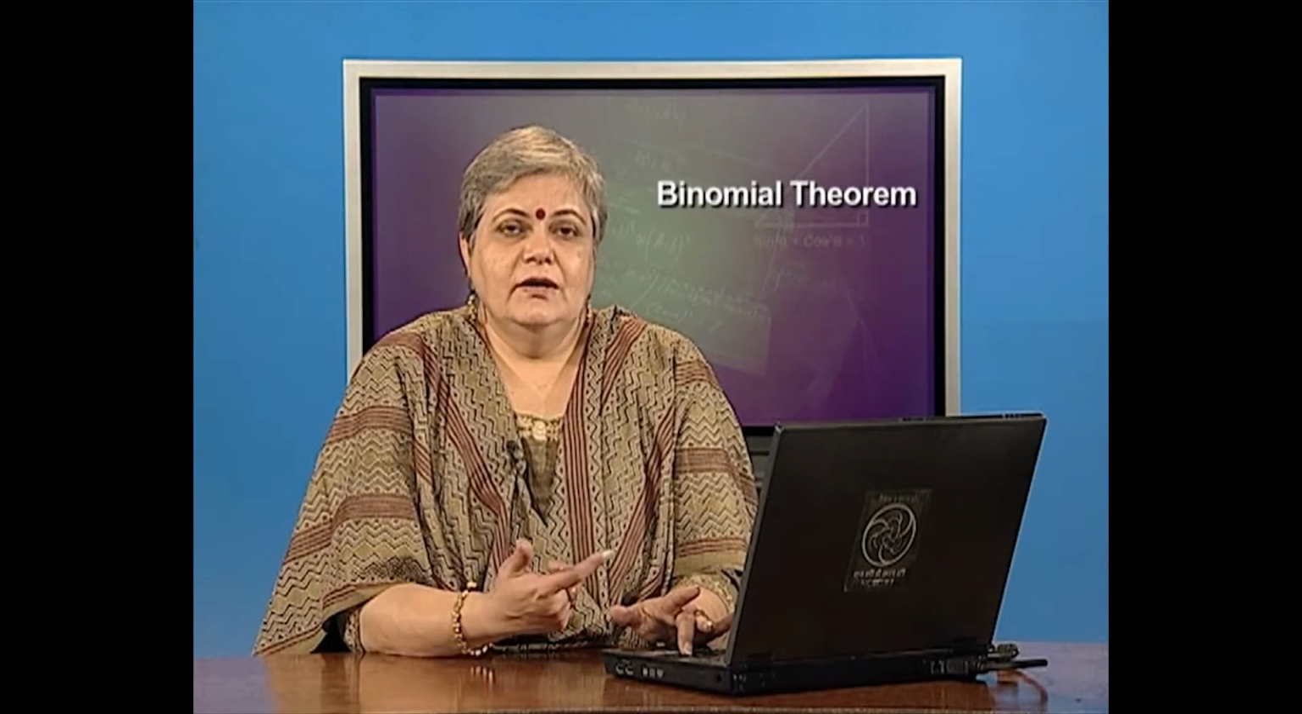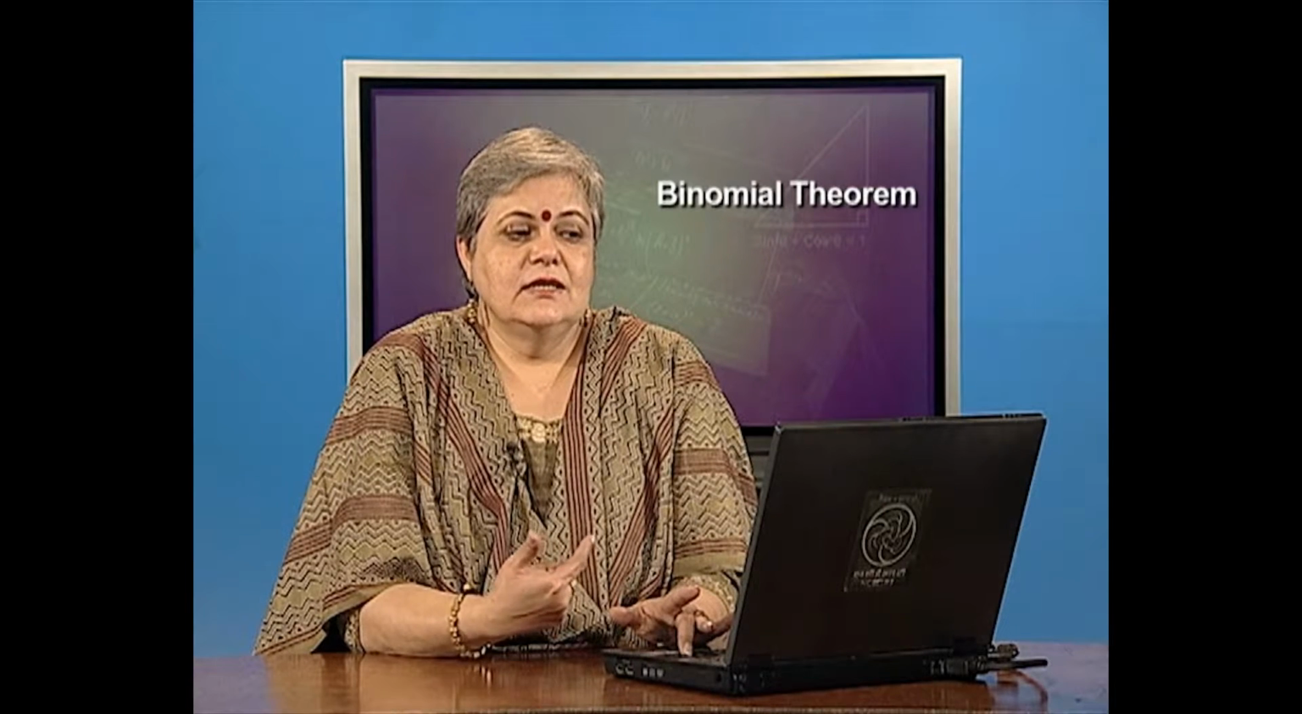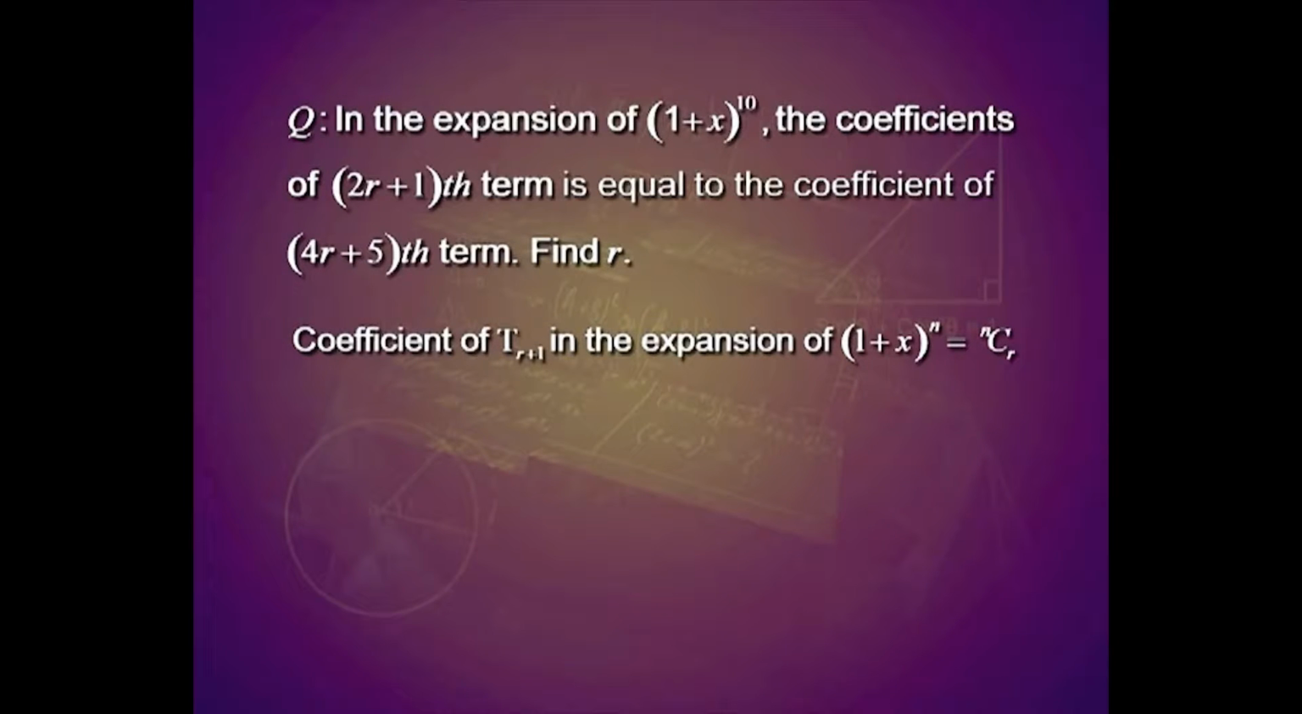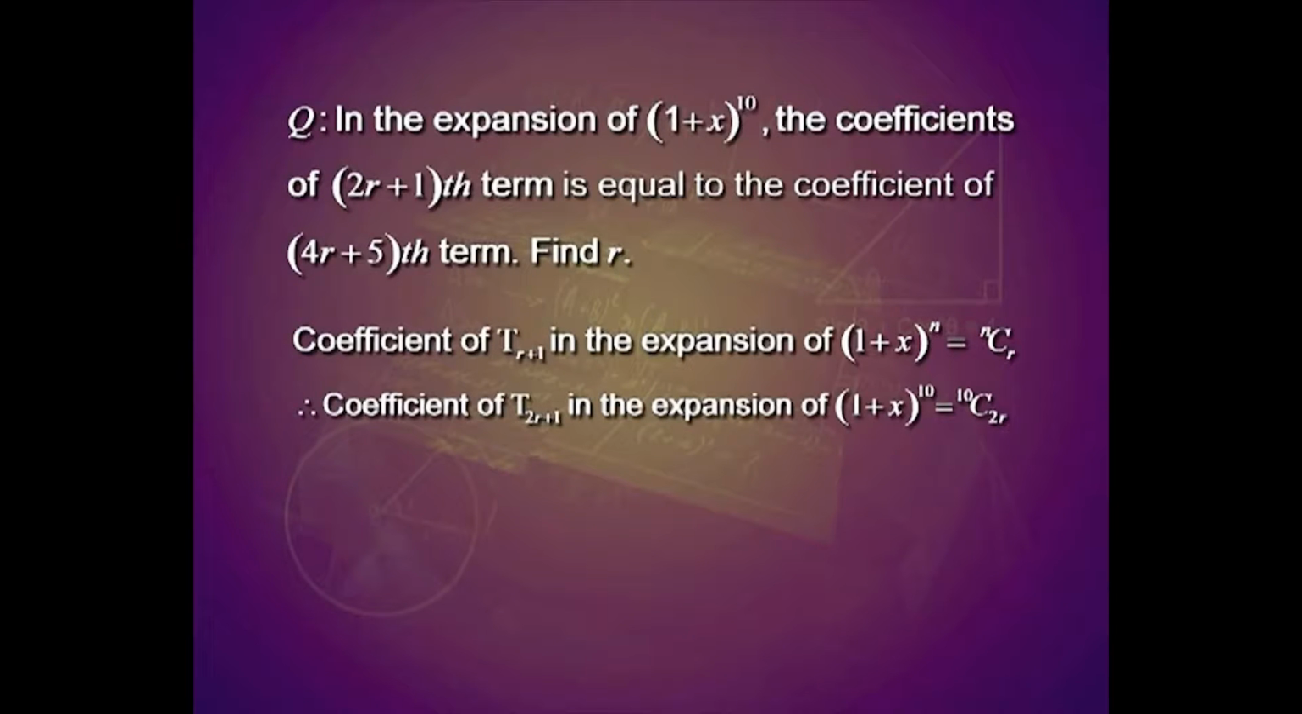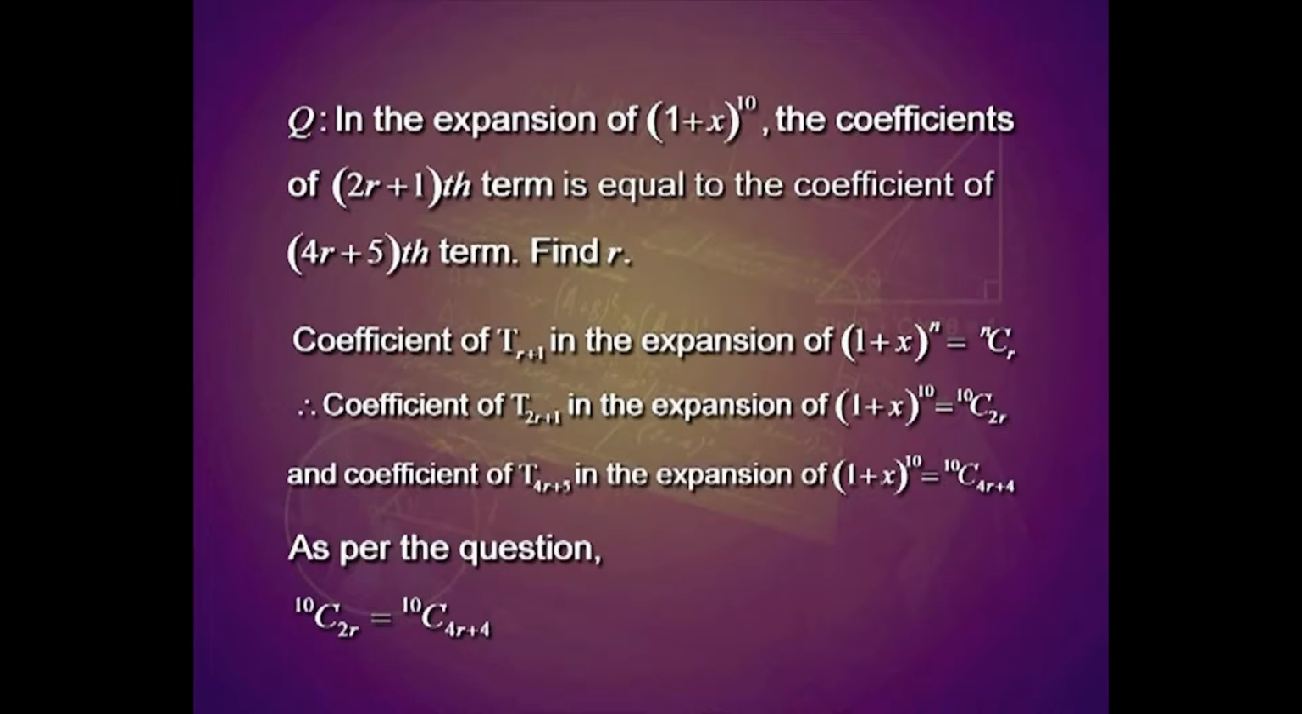So, as in the previous case, the coefficient of T(r plus 1) in the expansion of 1 plus x to the power n was nCr. Therefore, the coefficient of the (2r plus 1)th term in the expansion of 1 plus x raised to the power 10 will be 10C2r. Similarly, the coefficient of the (4r plus 5)th term will be 10C(4r plus 4). These two quantities are given to be equal. So, from here I have to find r.